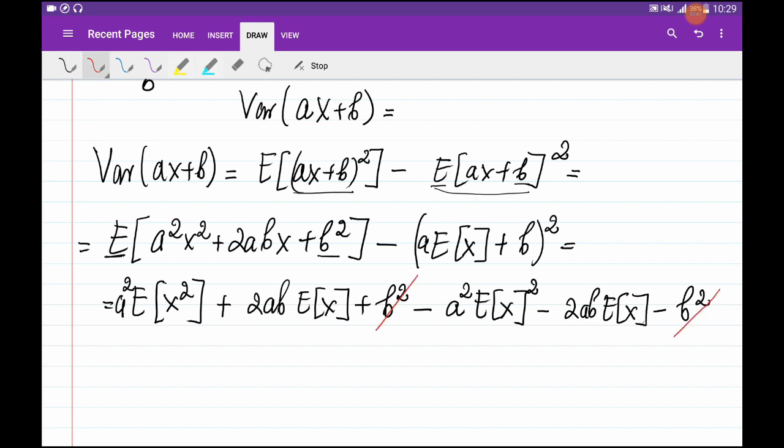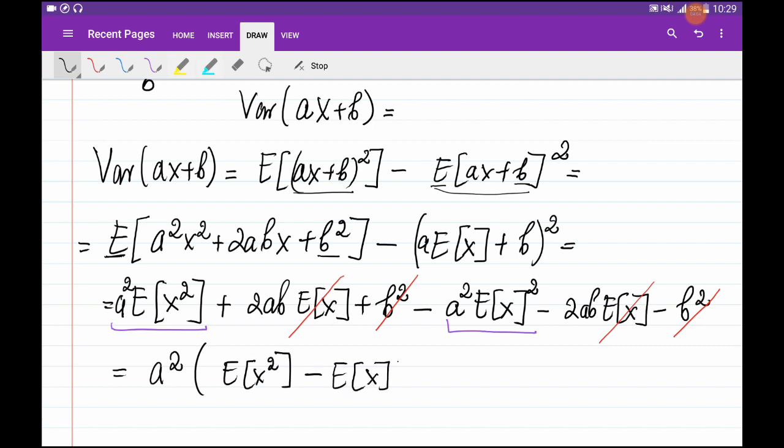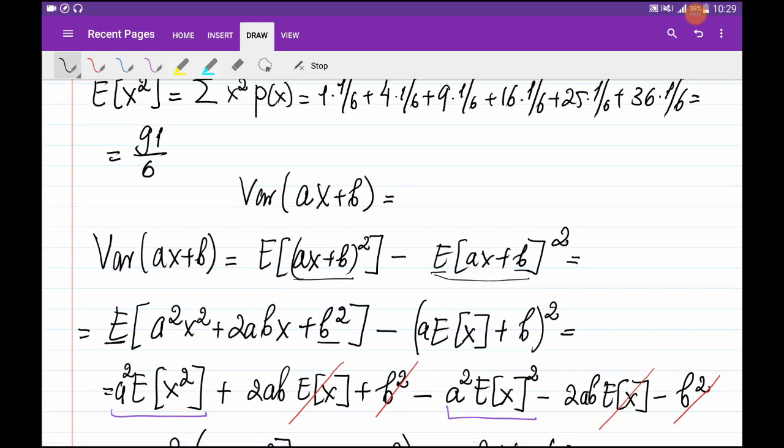We can cancel some of the terms, and what is left is this term and this term, where we can take a square out of the brackets, and we can write this as the expectation of X square minus the expectation of X in the square, which is nothing else but the variance of X. That is why it will be a square multiplied by the variance of X. So we've got a rule which tells us the variance of the linear function of the random variable will be a square multiplied by the variance of X.